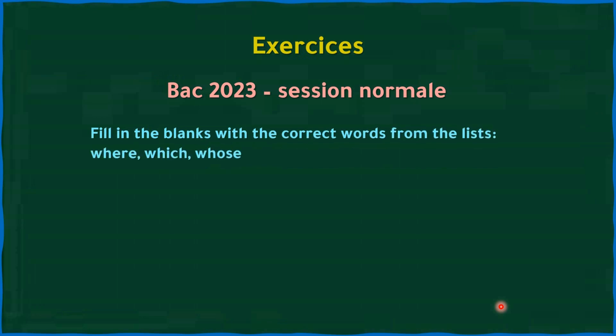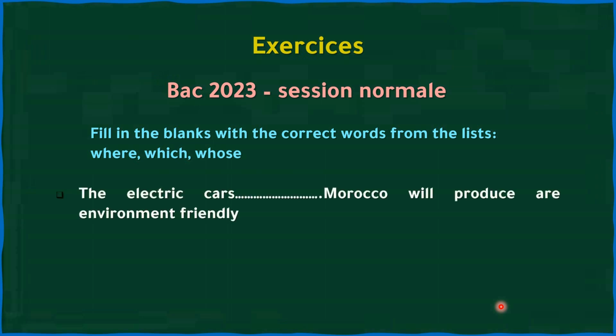Okay? Now, it is the time of doing some exercises to refresh our memory. The first exercise, taken from Baccalaureate 2023 normal session. The exercise says fill in the blanks with the correct words from the lists: where, which, and whose. The sentence is: the electric cars Morocco will produce are environment friendly. So here we have the electric car.